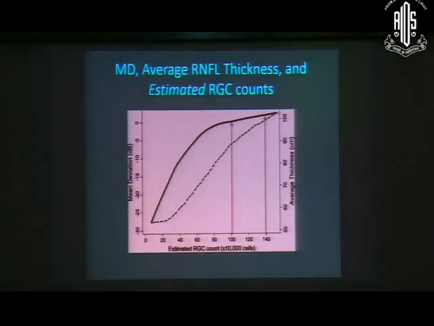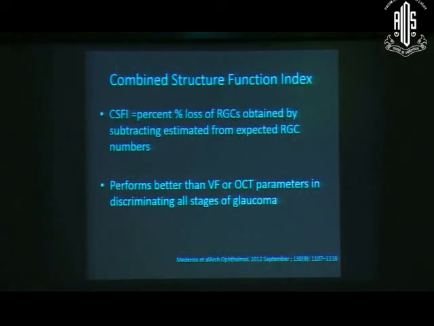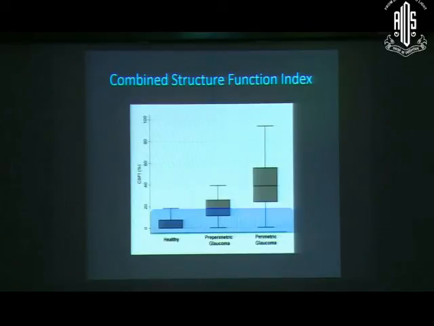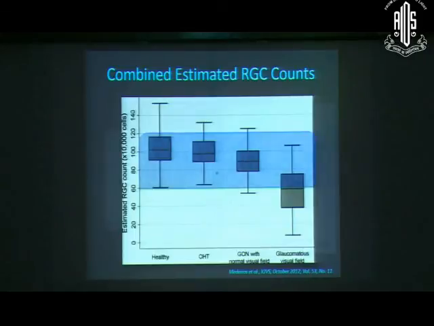And as you can see, early on, you can lose 40,000 ganglion cells and get about a mean deviation loss of about 1 or 2 decibels, but further on, for the same loss, you can lose almost about 10 to 15 decibels. So Medeiros then came up with a combined structure function index, which he felt worked better than if you use either visual field or OCT parameters. The overlap here is less, but it's still significant, nevertheless.